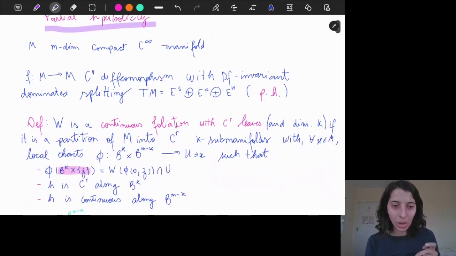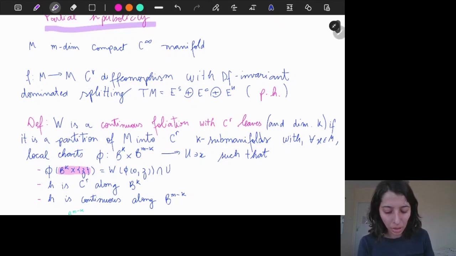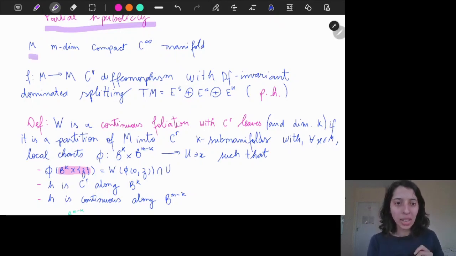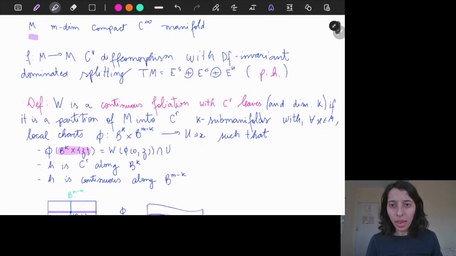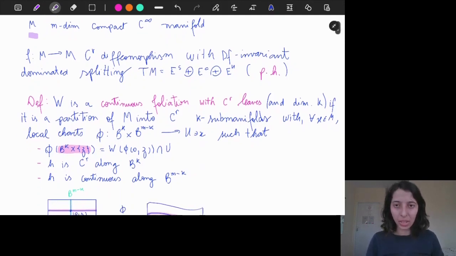So to start, we are working on an m-dimensional manifold that is compact and smooth. And F is a C^r diffeomorphism with what we call a dominated splitting. That is defined by the fact that here we have more expansion of vectors than here, and here we have more expansion of vectors than here. This is the dominated splitting.